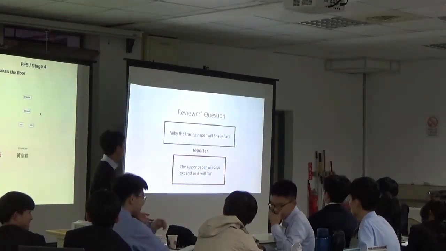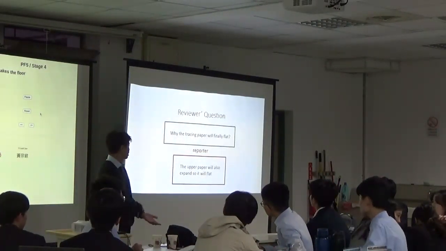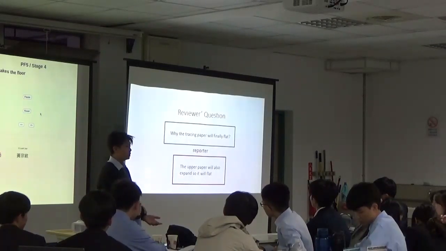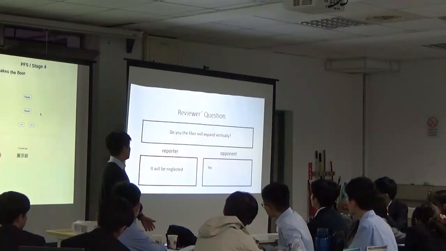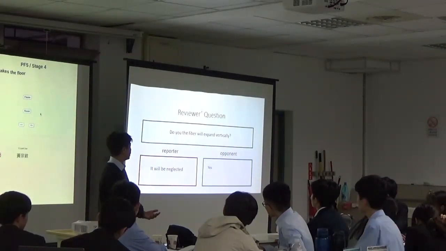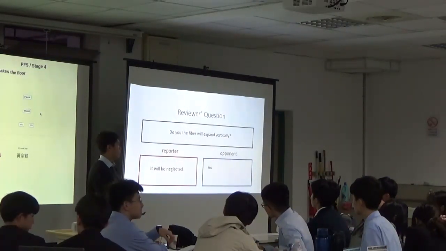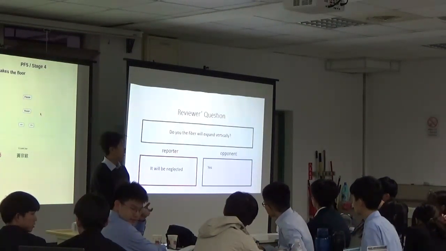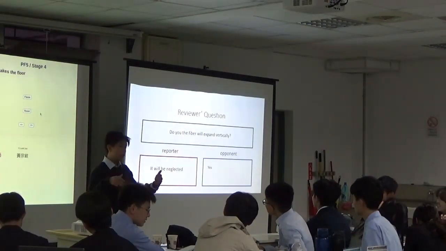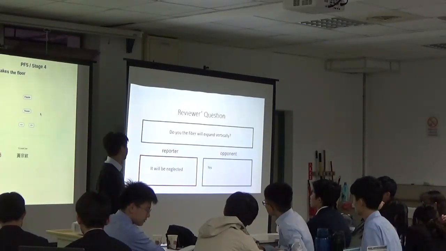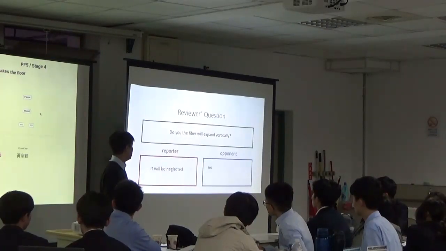And I asked why the tracing paper will finally flatten. The reporter replied, the upper paper will also expand, so it will flatten. So I agree with that. The reviewer asked, will the fiber expand vertically? The reporter said it will be neglected. I also think it will be neglected because in the experiment we are analyzing the two-dimensional expansion, not the three-dimensional. And the opponent also agreed with that.